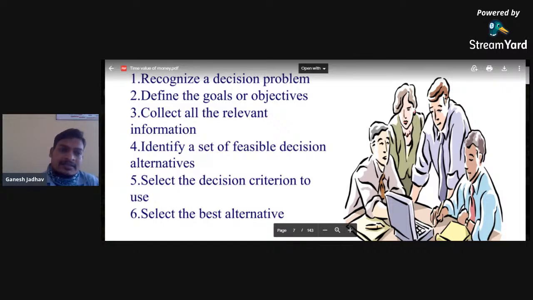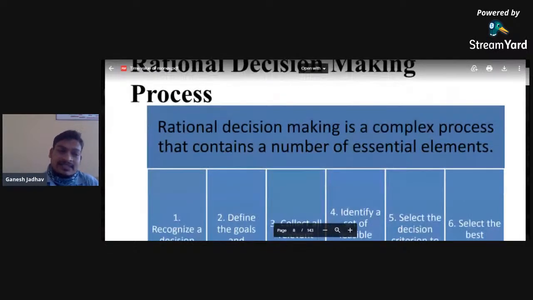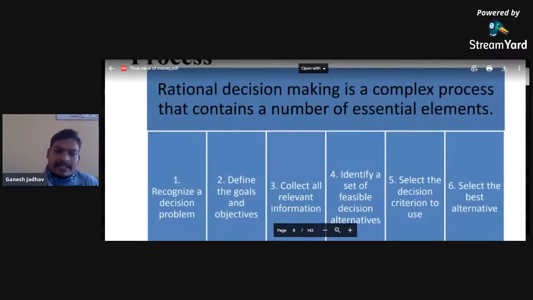This is the rational decision making process. The first one is to recognize the decision problem. This is the basic or primary requirement. For making the decision, we are required to define the goal of the particular decision, whatever the goal, whatever the objective. And then collect all the relevant information.